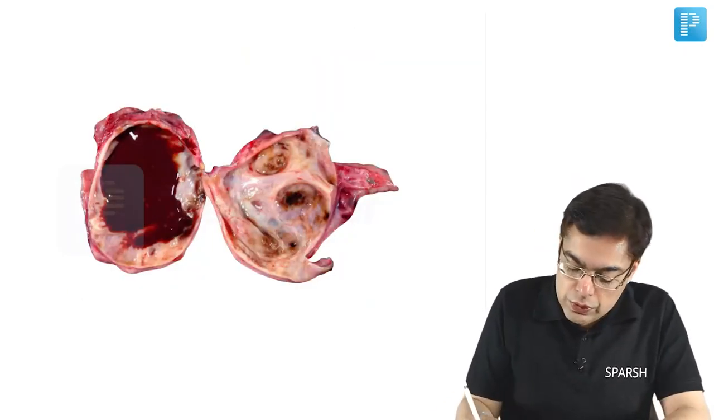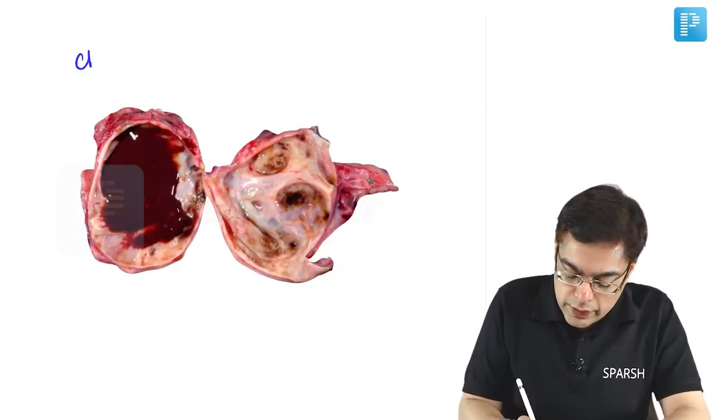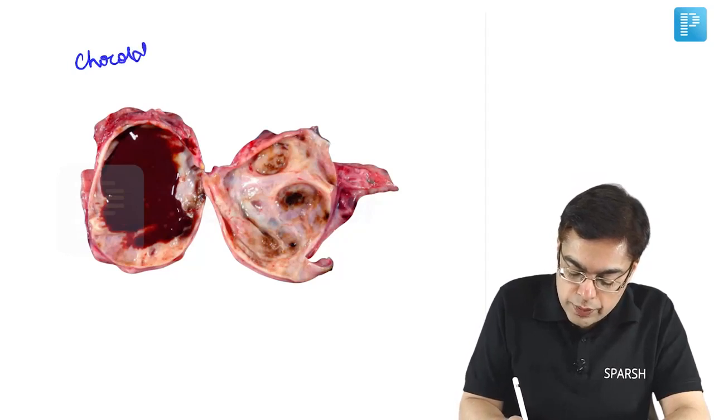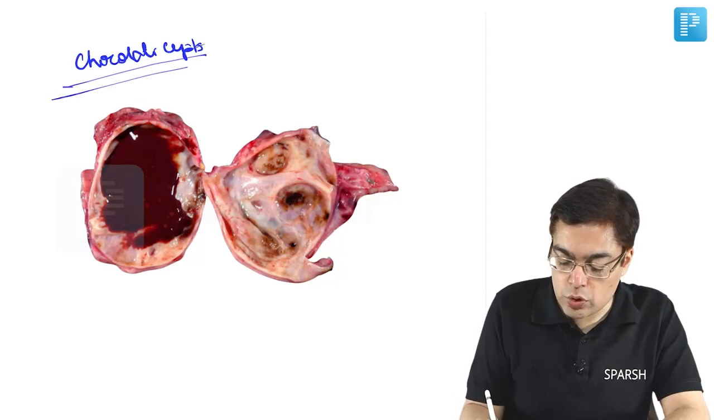Talking about the next important image, which is going to be an absolute giveaway kind of question. What you are observing on your screen happens to be the gross appearance of an image, very commonly given in your exams, that is suggestive of chocolate cysts.